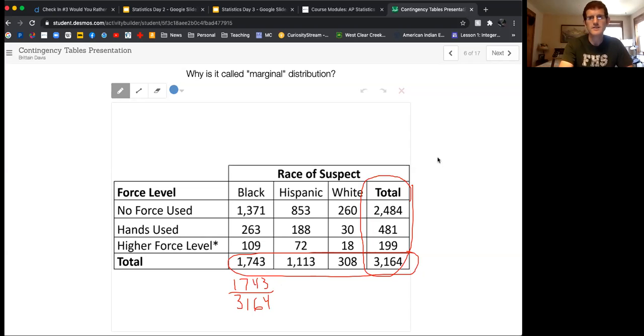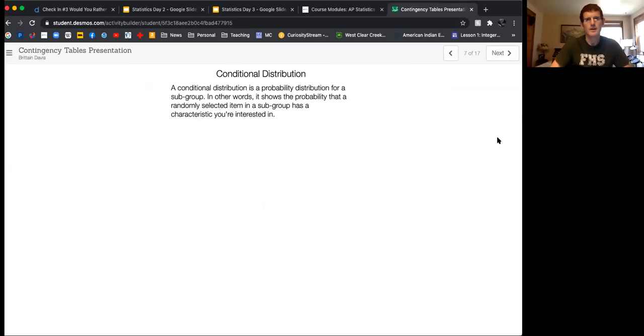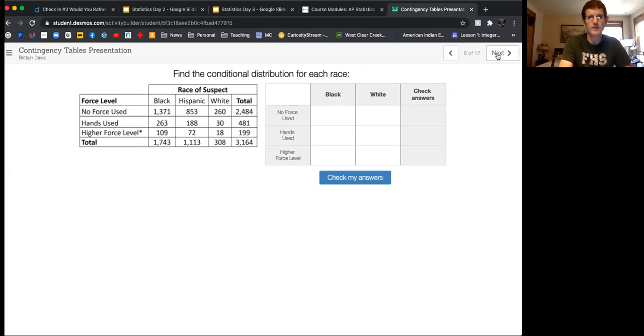Okay, and that is in contrast to the conditional distribution. I'll read this, but I'll tell you, this might not help you. A conditional distribution is a probability distribution for a subgroup. In other words, it shows the probability that a randomly selected item in a subgroup has a characteristic you're interested in. Those are just words to me, okay? And maybe when you're looking at that, it's the same for you. So I'm going to try and make sure it's really clear.